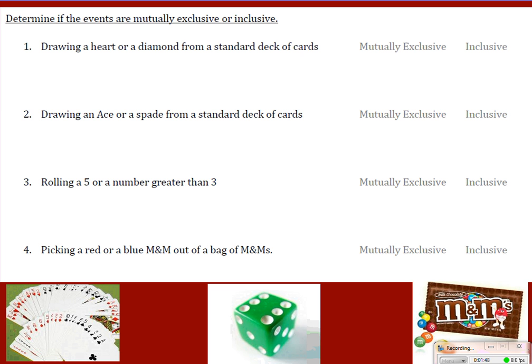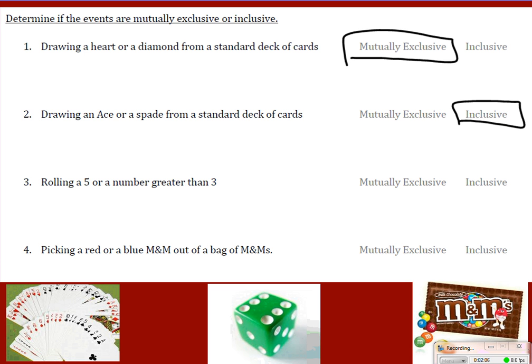Determine if the events are mutually exclusive or inclusive. Drawing a heart or a diamond from a standard deck of cards. Well, you can't be a heart and a diamond at the same time, mutually exclusive. Drawing an ace or a spade from a standard deck of cards. You can be an ace and you can be a spade. Case in point, the ace of spades.